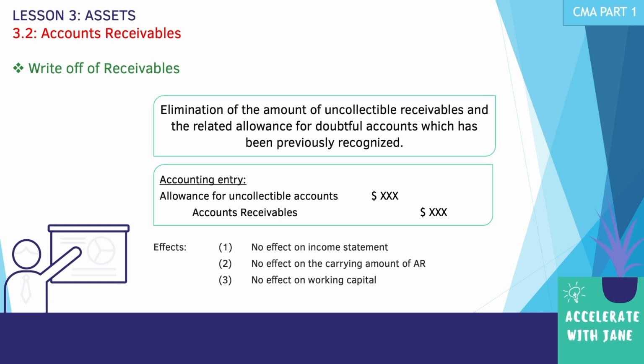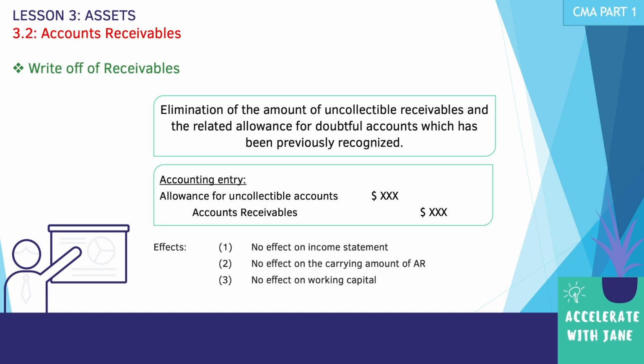Second point here, there is no effect or impact on the carrying amount of accounts receivable. If you notice here, we reduce the balance of accounts receivable, and we also reduce the balance of the allowance. So in effect, there is actually no effect, zero impact, because we reduce both balances.